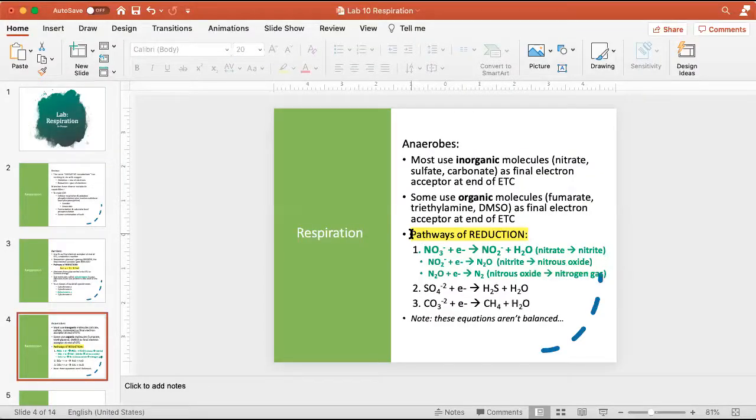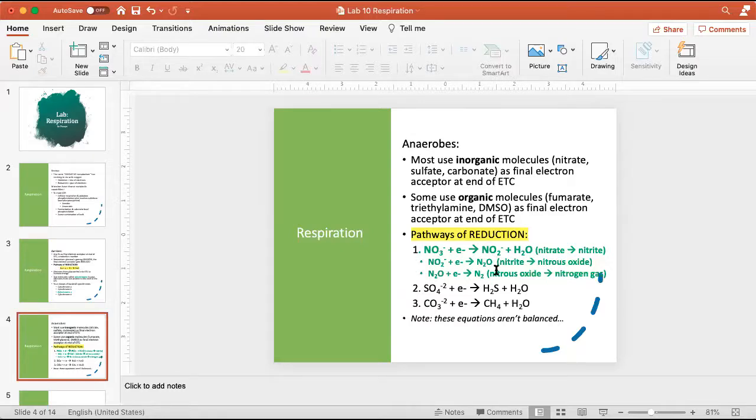There's not one pathway of reduction here, there are three. Some microbes take the nitrate to nitrite. They reduce the nitrate and make it nitrite. Other microbes will keep going. The nitrite will get reduced to this molecule called nitrous oxide. And in other species, the nitrous oxide will then get reduced and you'll get nitrogen gas.